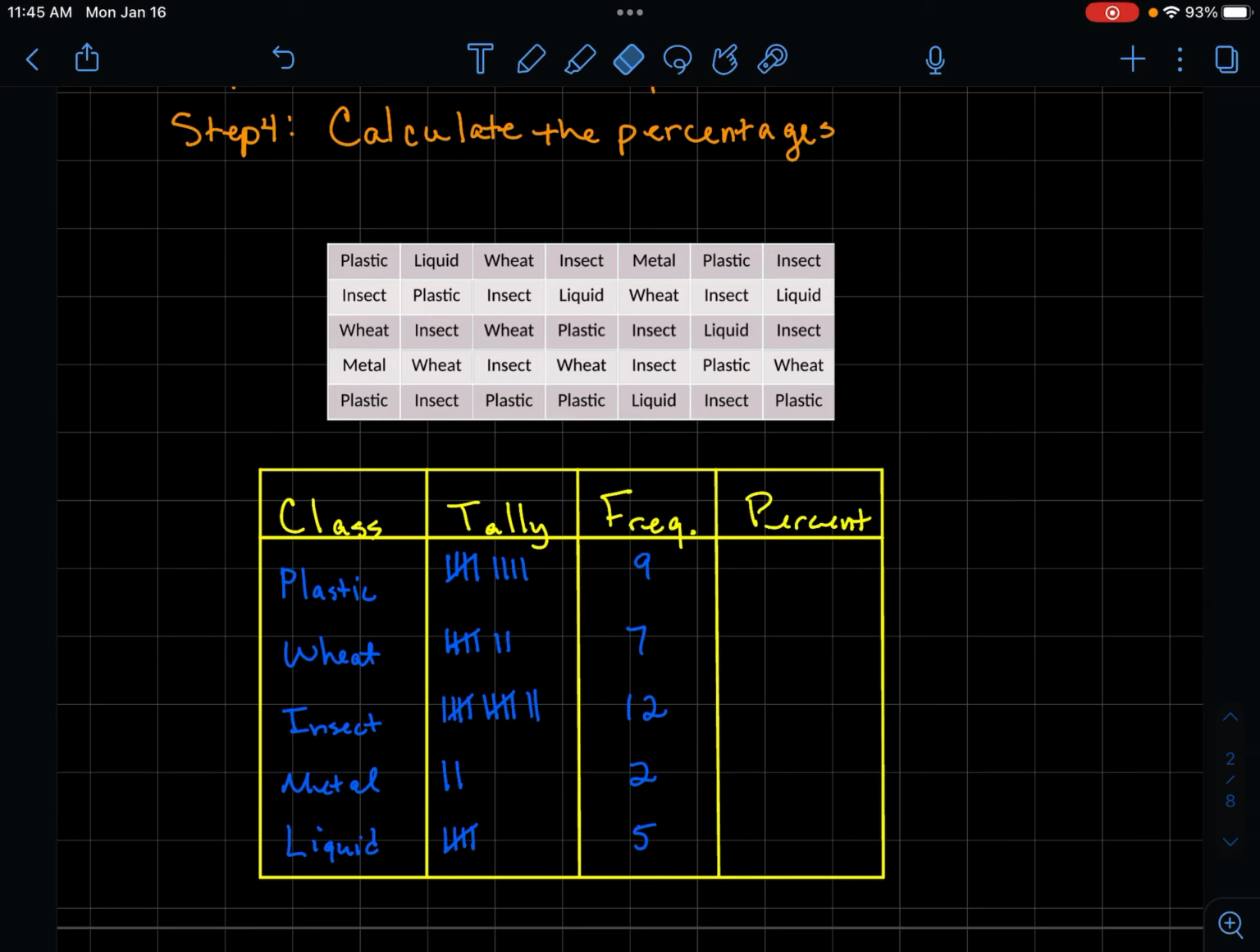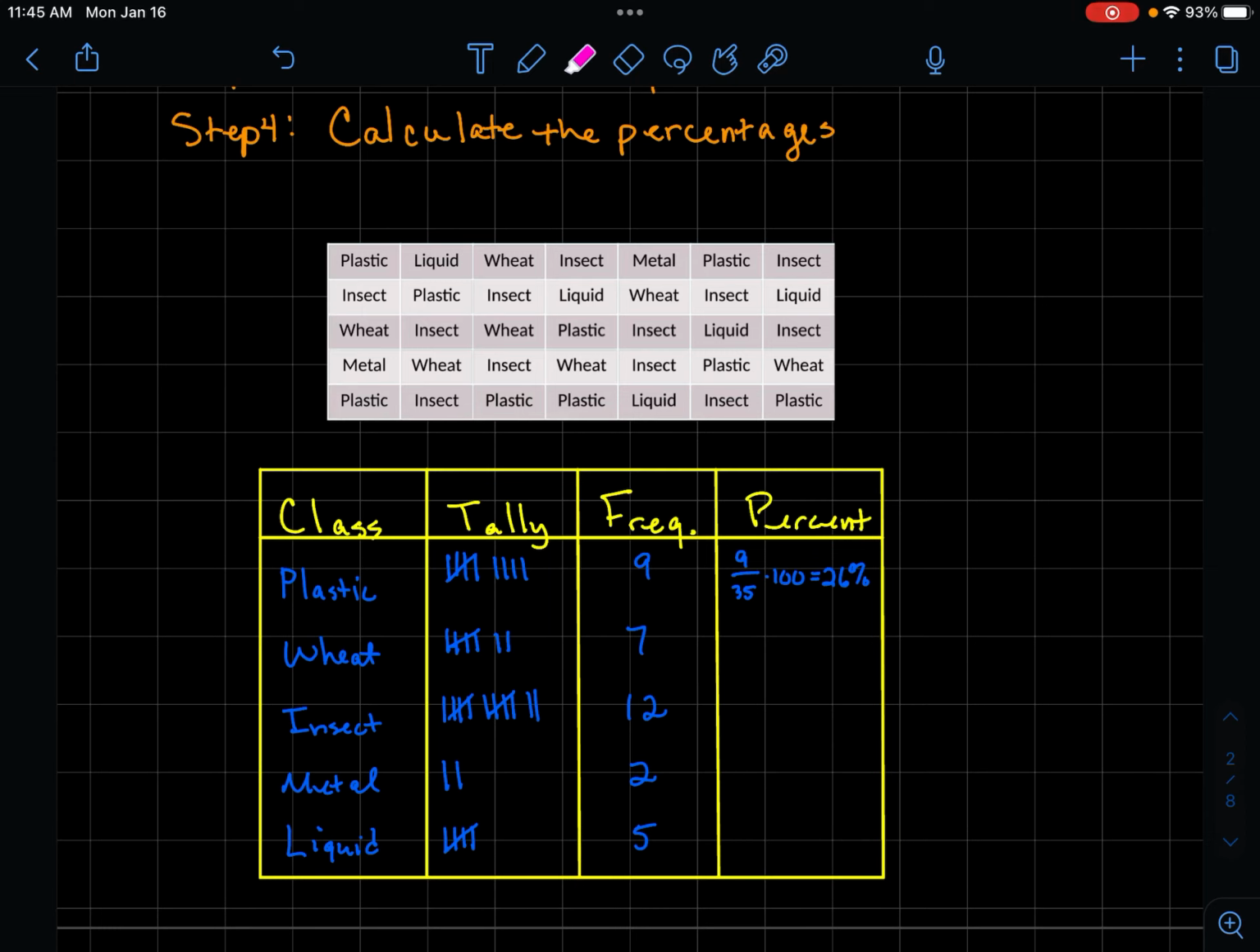The last thing that we'll do for a categorical frequency distribution is calculate the percent. We add up all of our frequencies. We take 9, 7, 12, 2, and 5 and add that up, which comes out to a value of 35. To calculate a percent, we take 9 from plastic divided by the 35 total, times 100, and it turns out that 26% of the characters that were collected were plastic.